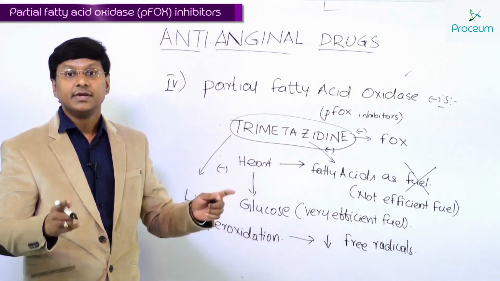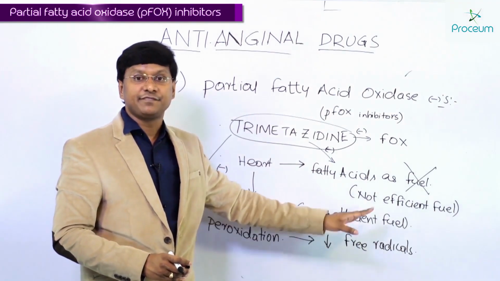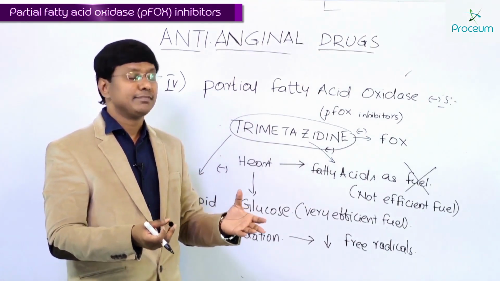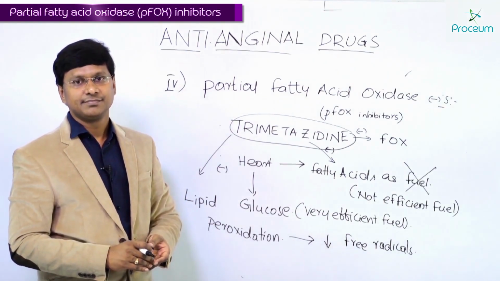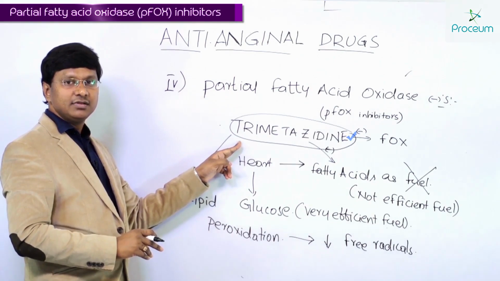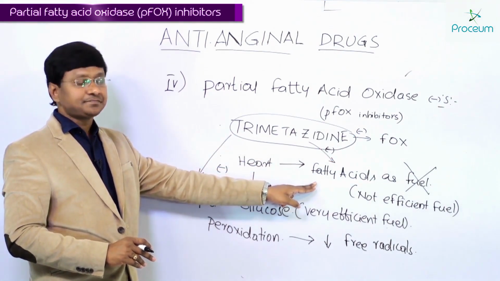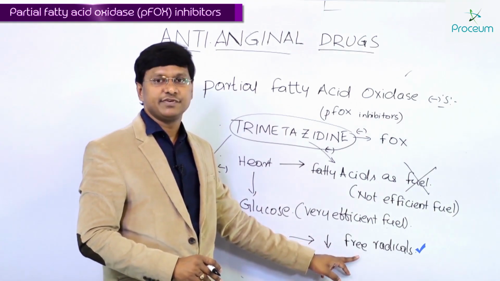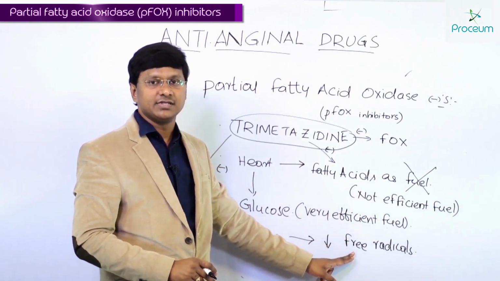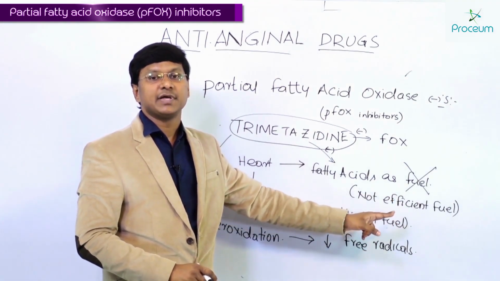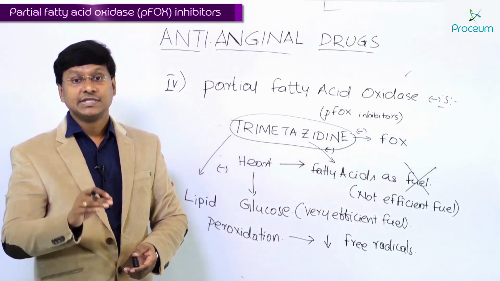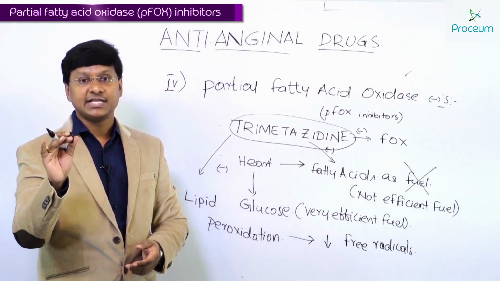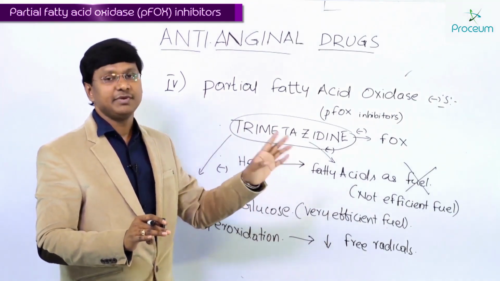Now what is the advantage of this? Whenever there is reduction of free radical production, the myocardium gets protected from the harmful effects of ischemia. I'll repeat again, trimetazidine not only inhibits the fatty acid oxidation, it also inhibits the lipid peroxidation. When there is no generation of free radicals, the myocardium is protected from the harmful effects of ischemia. Thus, trimetazidine can provide a beneficial effect in angina via non-hemodynamic mechanisms.